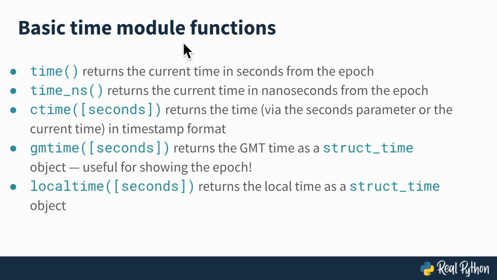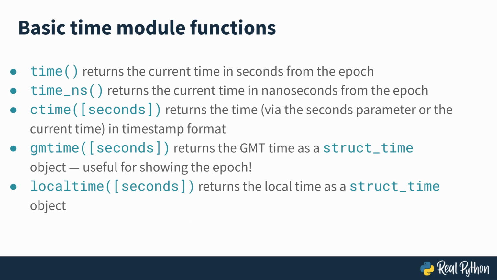The time module has several basic functions for dealing with time, and I'll go through all these in the REPL, so I won't take too much time to go over them here. But in general, you have a function called time, which returns the current time in seconds from the epoch. You have the nanoseconds version of that same function, and then you have a very similar function that returns the time in timestamp format, which I'll go over. And then these next two functions are going to be much more useful when I deal with time zones in the next lesson. But for the moment, gmtime just returns the GMT, Greenwich Mean Time, time as a struct time object. So this is really useful for showing the epoch. And localtime does the same thing just for the local time instead of the particular time zone standard.